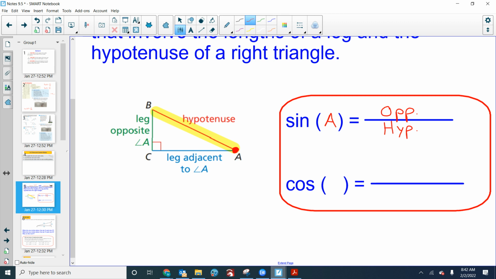Now, what is it for this right triangle? What sides are those? I didn't call it little a or little b or little c like yesterday. It's side BC. Isn't that the opposite side? Side BC? Opposite side?